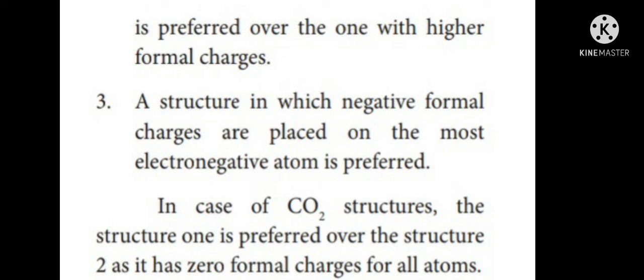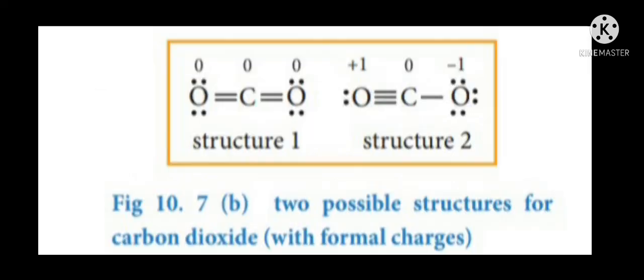In the case of carbon dioxide, structure 1 is preferred over structure 2, as it has 0 formal charges for all atoms. From the above conclusion, it is understood that structure 1 is preferred over structure 2, since in structure 1, all the atoms in the molecule have a formal charge value of 0.